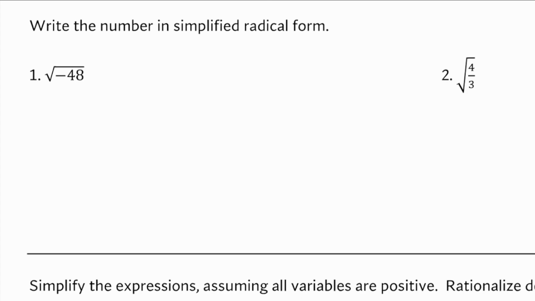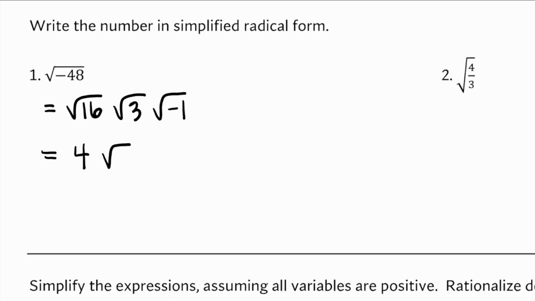The first one is the square root of negative 48, so we're going to rewrite that. Think about the factors of 48 that might be a square number. 16 divides 48, and 16 is a square number. So we've got the square root of 16. 16 times 3 is 48, but I've also got that negativity there. So I'm going to say that's equal to 4 square root of 3 i.